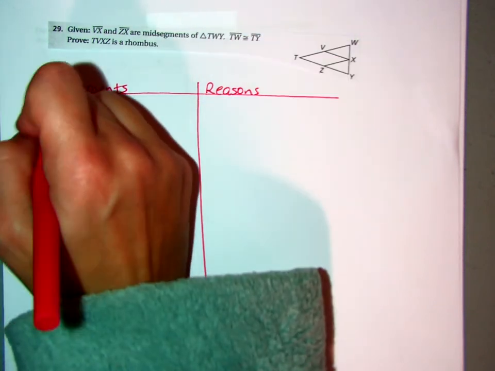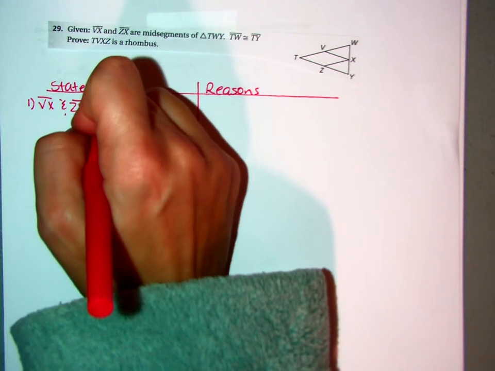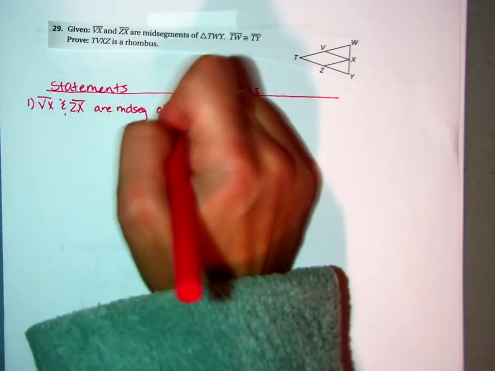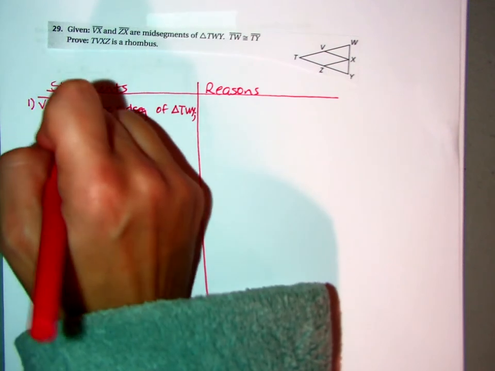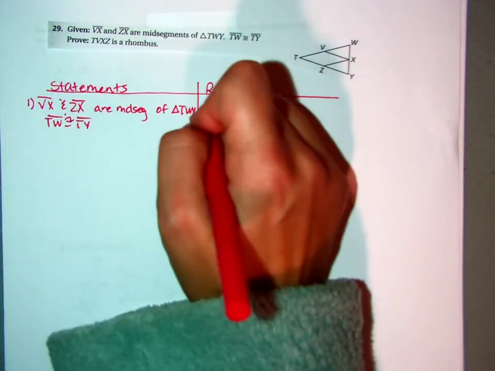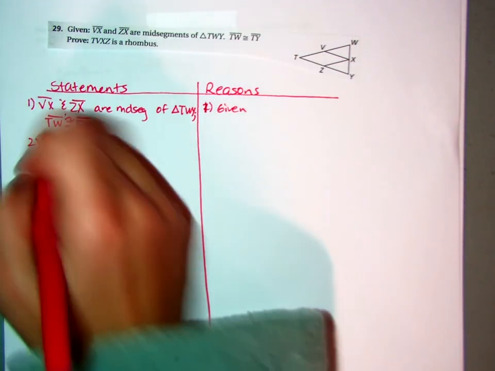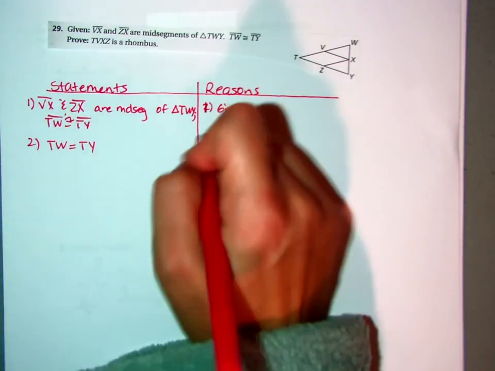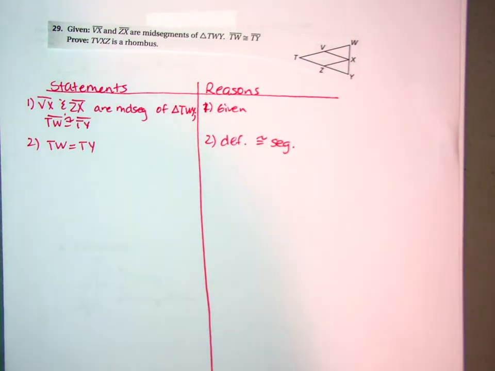And number one, I'm going to go ahead and write it all. Segments VX and ZX are mid-segments of triangle TWY, and then we have TW is congruent to TY. Number one, given. Now, I'm going to take this statement right away and change that to say that their measures are the same. That is the definition of congruent segments, because I want to use that segment addition postulate in this, and I'm going to need to work with their measures.